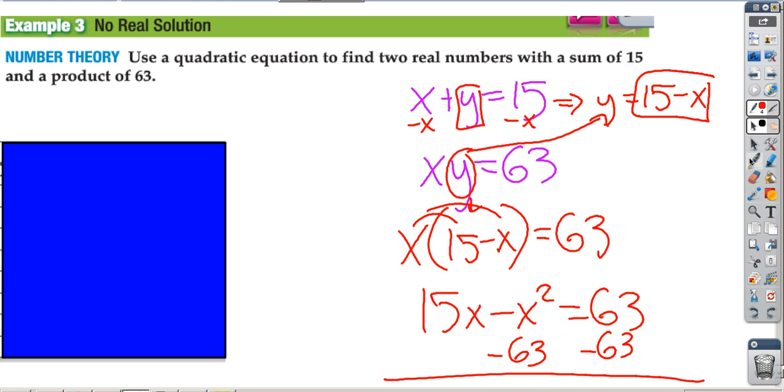The numbers that add to 15 would be like 0 plus 15, 1 plus 14 or 2 plus 13, etc. You could try every single one of those numbers. None of them will multiply to 63. No pairs of numbers will do both of those things at the same time: add to 15 and multiply to 63. That's why when we graph it, there's no solution.